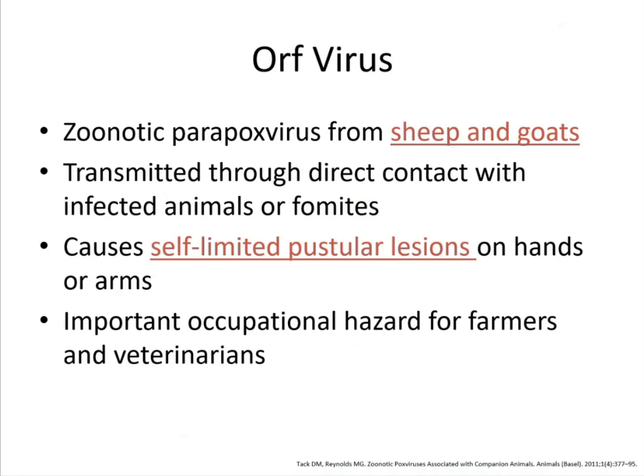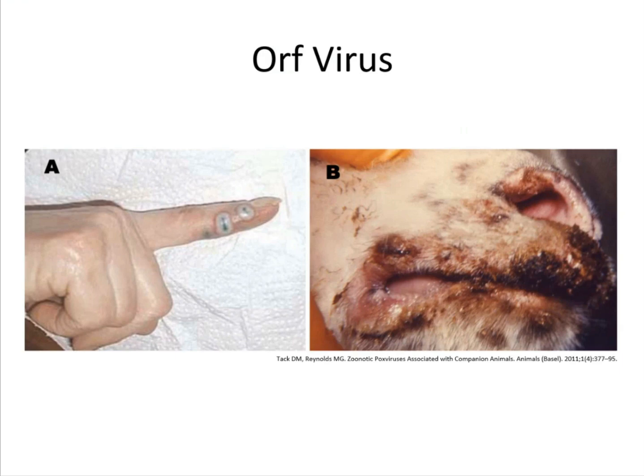Okay. Then we have Orf virus. It's also zoonotic, parapox virus from sheep and goats specifically, transmitted directly from contact with infected animals or fomites, causes a self-limited pustular lesion, not an ulcer, on the hands and arms. It's a very important occupational hazard for farmers and veterinarians. So here's a goat who has Orf, and that's a finger. It's famously pustular and it's not ulcerative.